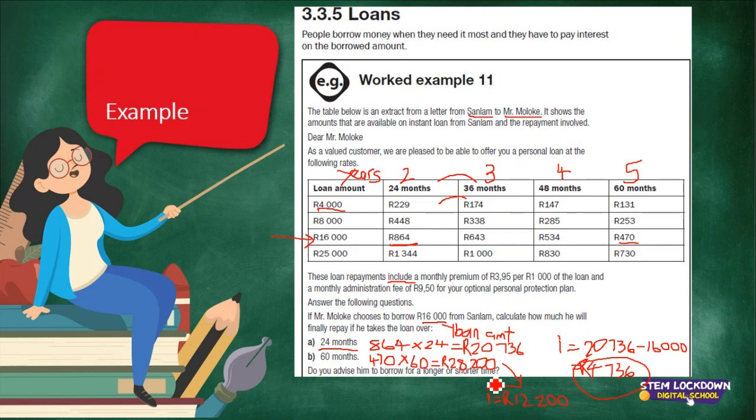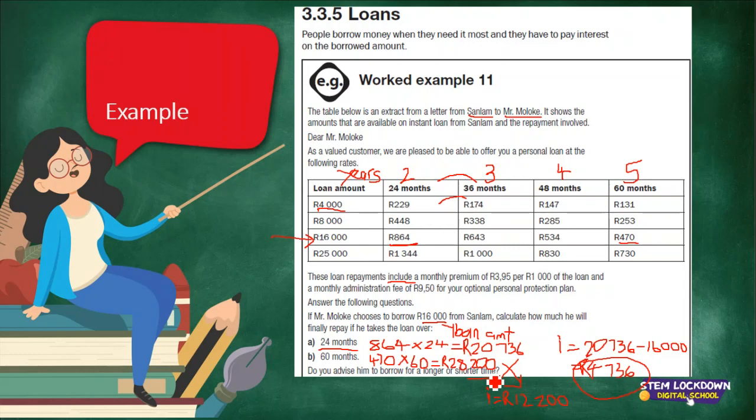Okay, so learners, tell me, do you advise Mr. Onmoleka to borrow for 24 months or 60 months? Longer or shorter term? What are your answers? Okay, if you said shorter term, you would have been correct. Why? Because after 24 months, in this case, the interest will always be less than at 36 months, 48 months, and 60 months. So if you take it for a shorter term, interest is less. So you end up paying a smaller amount to your credit provider.